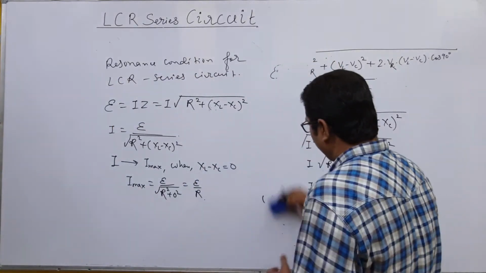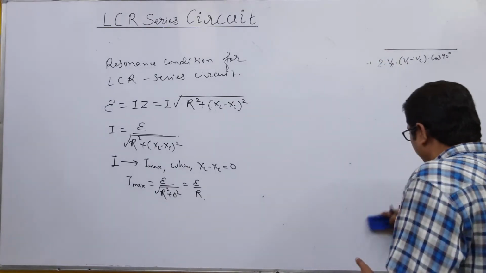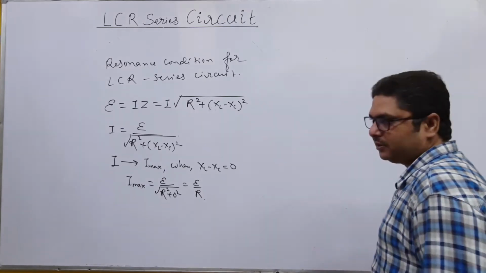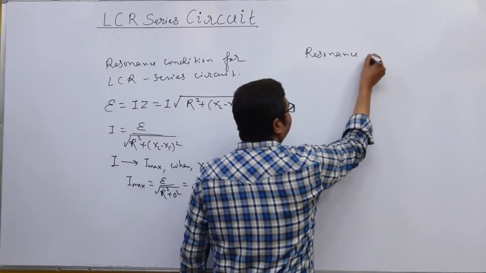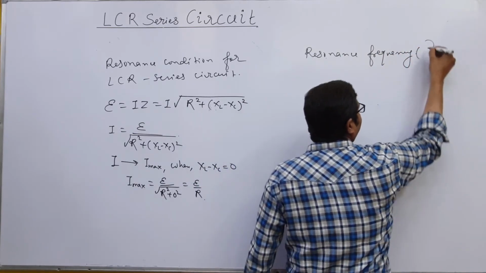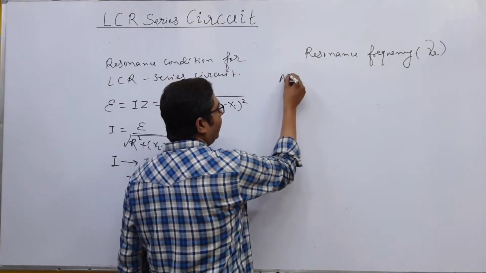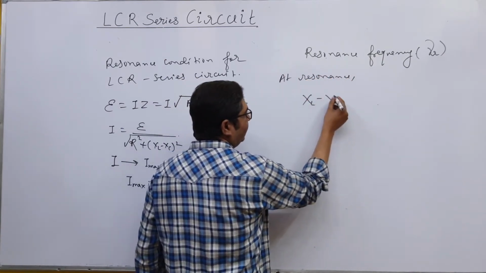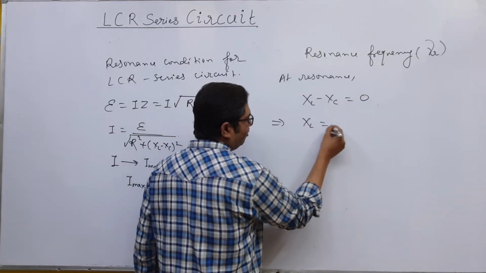In the resonance condition of the LCR series circuit, it is important to find the resonance frequency. So now you are going to understand what the resonance frequency is, written as nu R. Now what is the resonance condition? At resonance, XL minus XC equals 0. So you can write here XL is equal to XC.